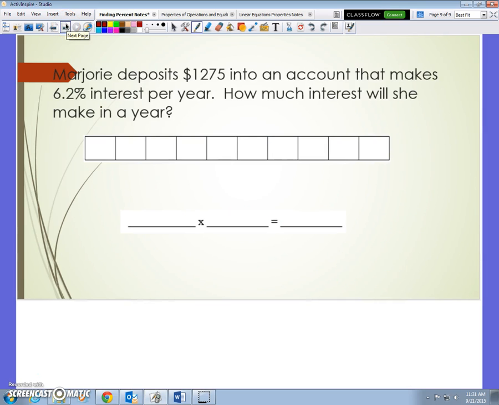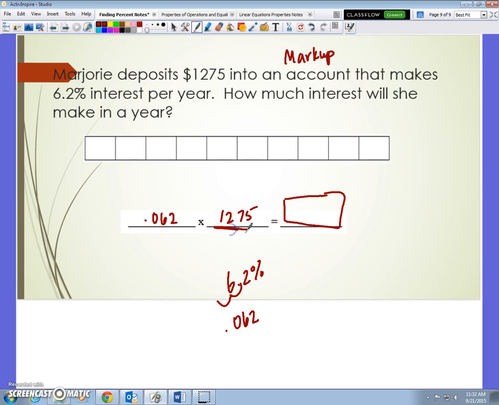I'm going to go ahead and let you guys do this one in class. If you want to try it right now, I'll give you a hint. Here, she is making interest. So once again, we have a markup. I'm going to go ahead and change the decimal place for you. 0.062 times 1275. I'm going to see if you can figure out what the next part of the answer is, and that'll be part of the notes that I check. Since it's a markup, this number will have to be added to the original amount.